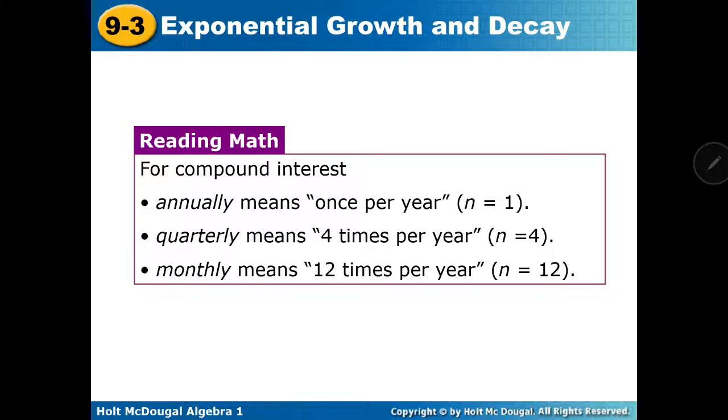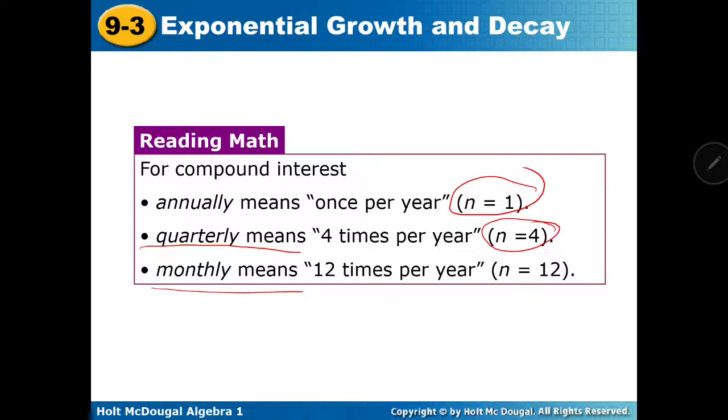So if the compound interest is counted annually, meaning after the year is finished, then n is 1 and there is no need to divide by it. But if it is quarterly or monthly, then n is 4 or n is 12. So I have to divide the r by n and multiply the t by n.